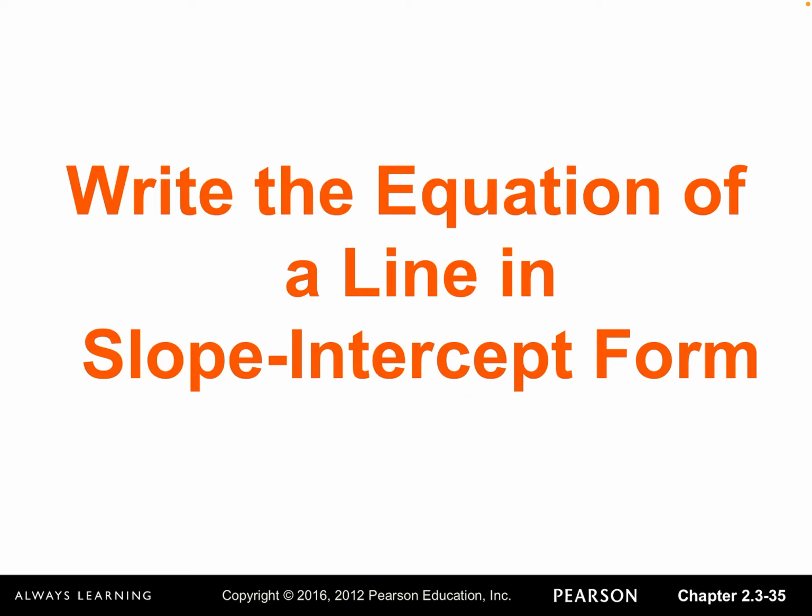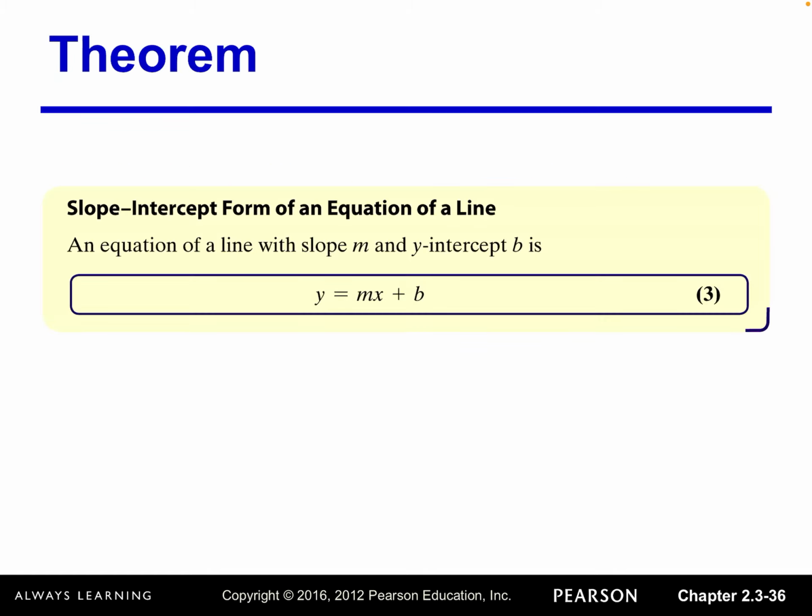Next topic, we're going to learn how to write the equation of a line in slope-intercept form. So what is the slope-intercept form? Any equation written in this kind of form: y equals mx plus b. m is the slope of the line. b is the y-intercept of the line. That's why we call this form the slope-intercept form.